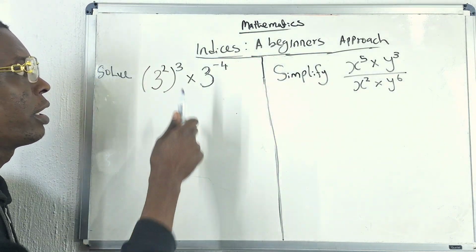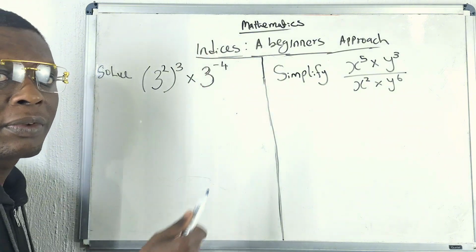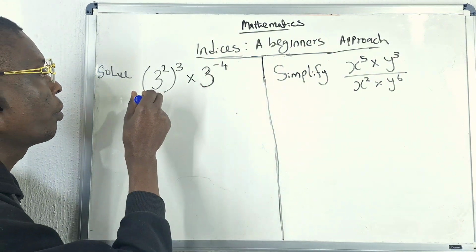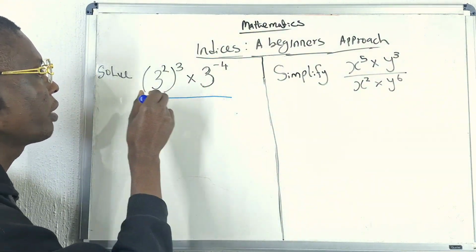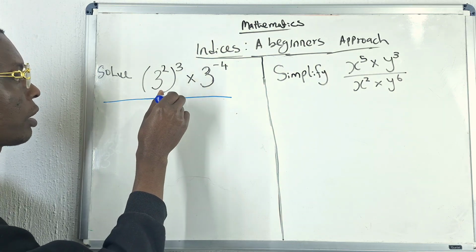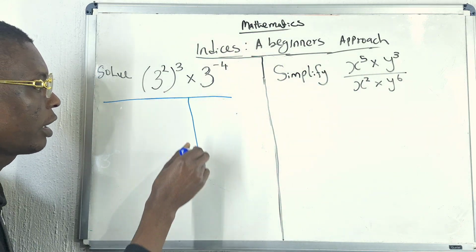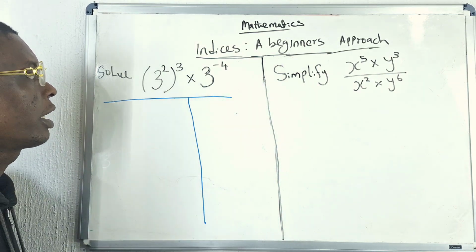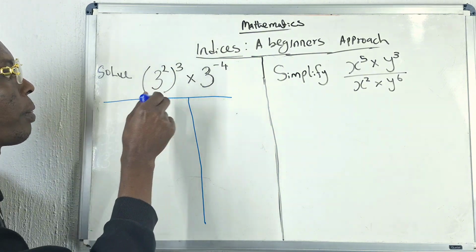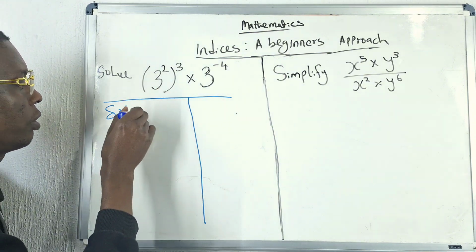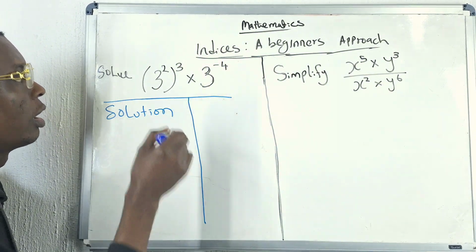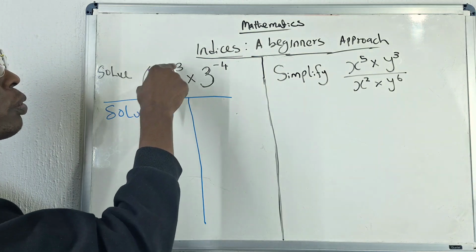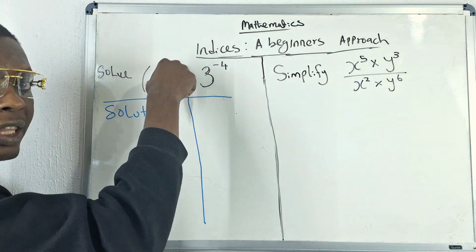The first problem says solve 3 raised to the power 2, in brackets, raised to the power of 3, times 3 raised to the power of negative 4. I will want to divide the board into two, because I will be solving at one part and stating the rules at the other part. All right, so first of all, solution.